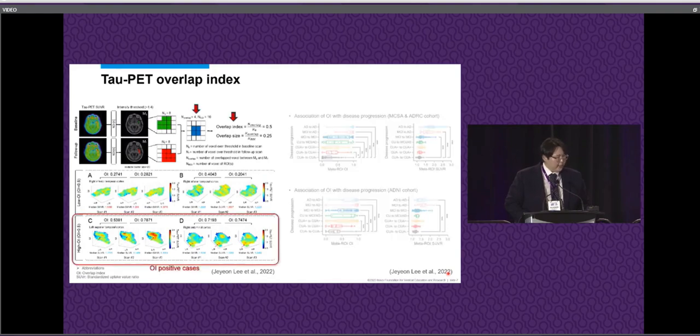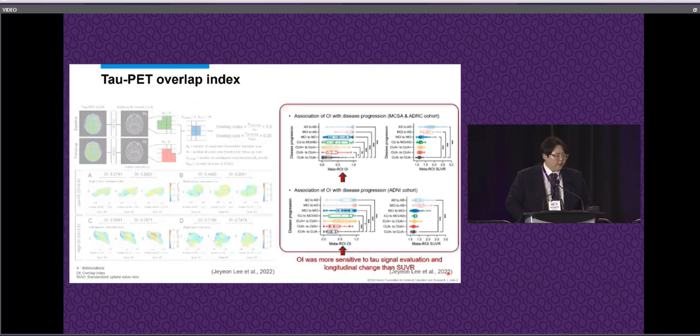The overlap index is the ratio between the number of foci over threshold in the baseline scan and the number of overlapped foci between the baseline scan and follow-up scan. In that study, OI was more sensitive to tau signal evaluation and longitudinal change than the standard SUVR measure. However, although OI shows potential to sense tau signal, there are still various ways to validate tau PET OI.